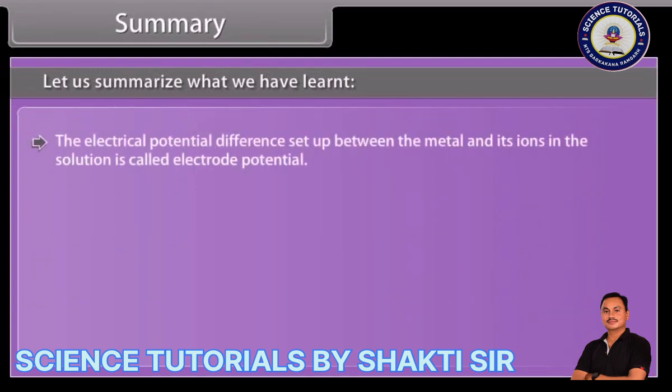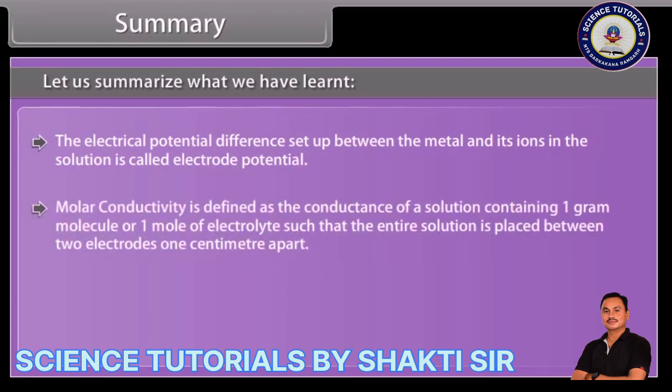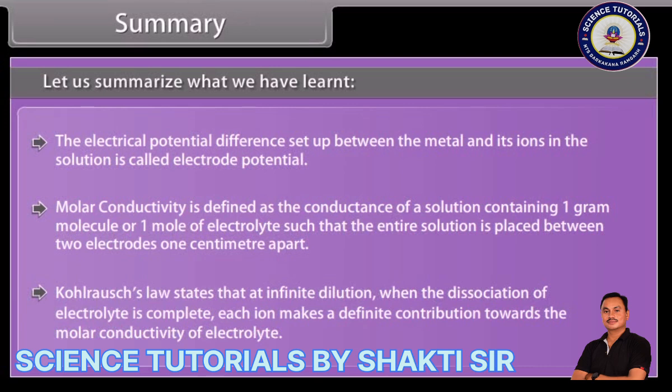The electrical potential difference set up between the metal and its ions in the solution is called electrode potential. Molar conductivity is defined as the conductance of a solution containing 1 gram molecule or 1 mole of electrolyte such that the entire solution is placed between two electrodes 1 centimeter apart. Kohlrausch's law states that at infinite dilution, when the dissociation of electrolyte is complete, each ion makes a definite contribution towards the molar conductivity of the electrolyte.